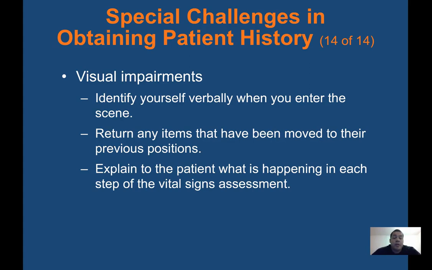So visual impairments. Identify yourself verbally when you enter the scene. Return any items that have been moved to their previous positions. So if you bring a gurney in, or a stair chair, or a flat in, and you can't get around some furniture, so you move the coffee table off to the side, or you move the recliner, or the couch, or the kitchen table out of the way, it's important to also be respectful of their possessions. You want to make sure to put them back where you moved them, in their original position.